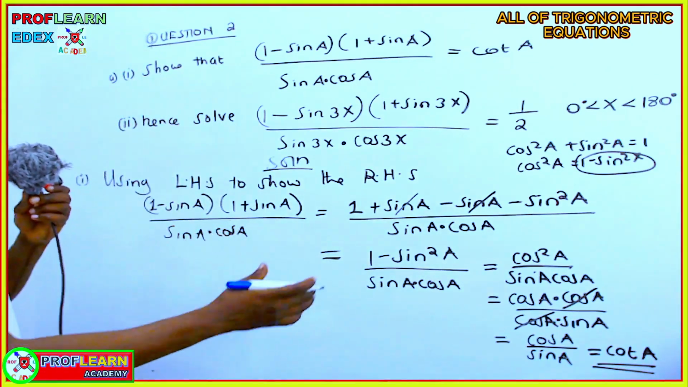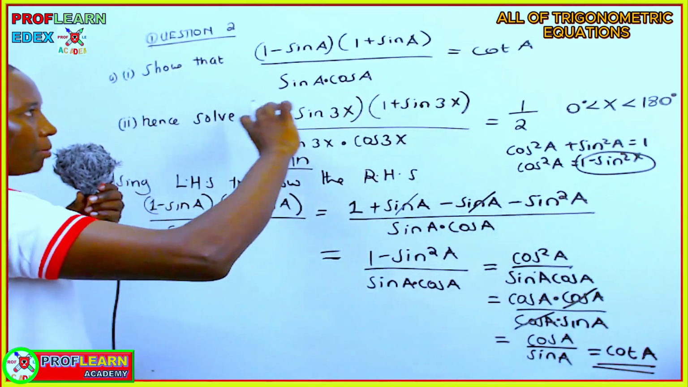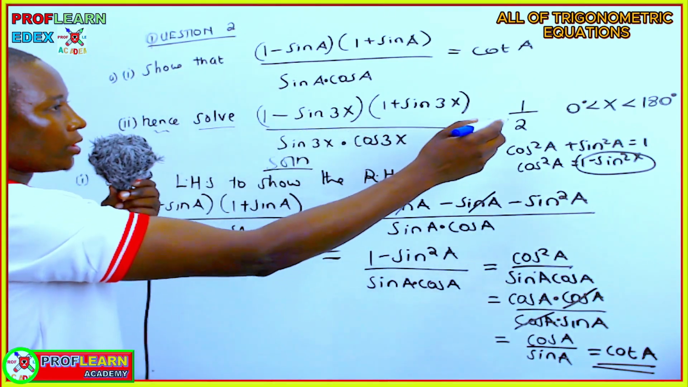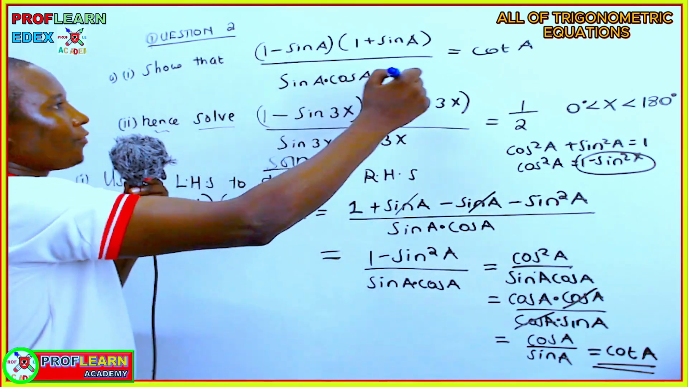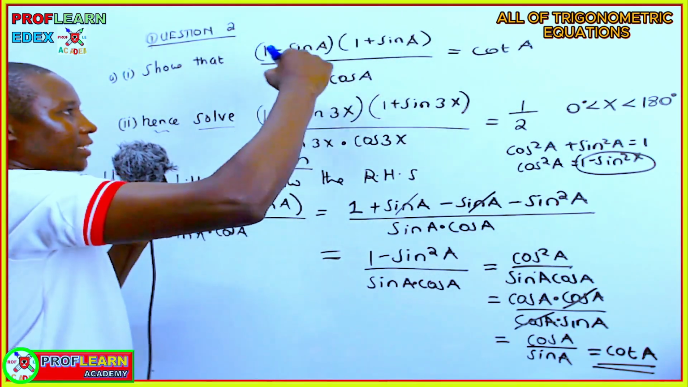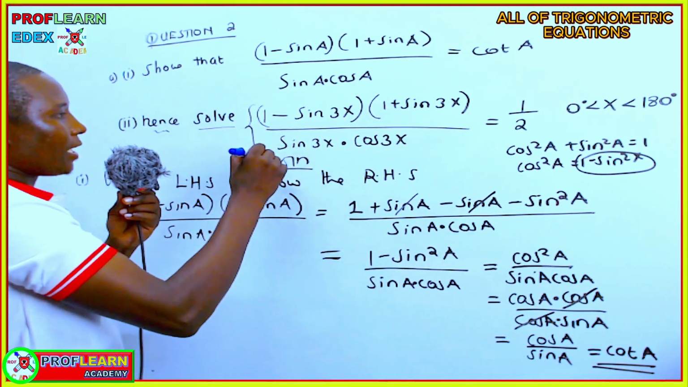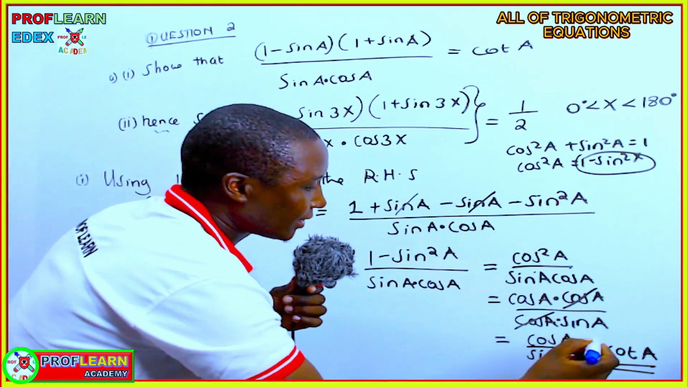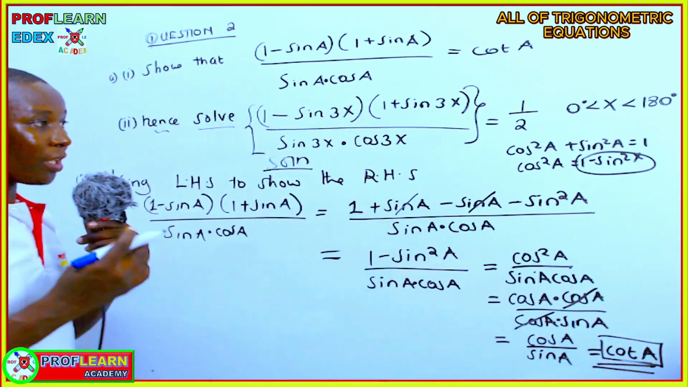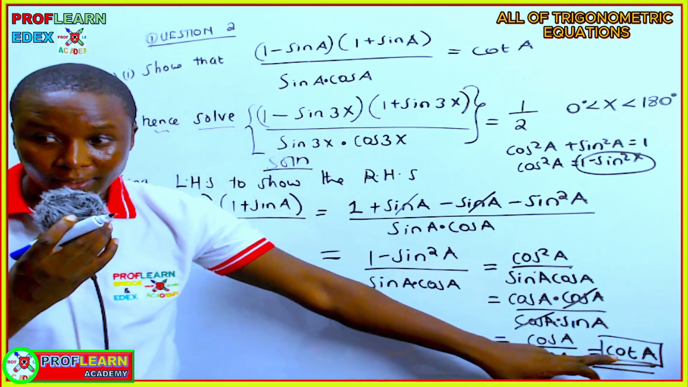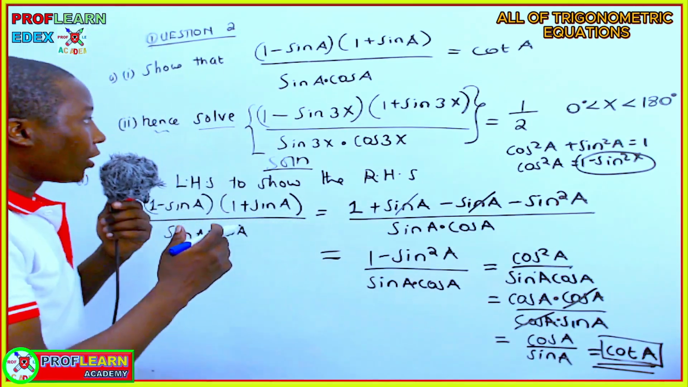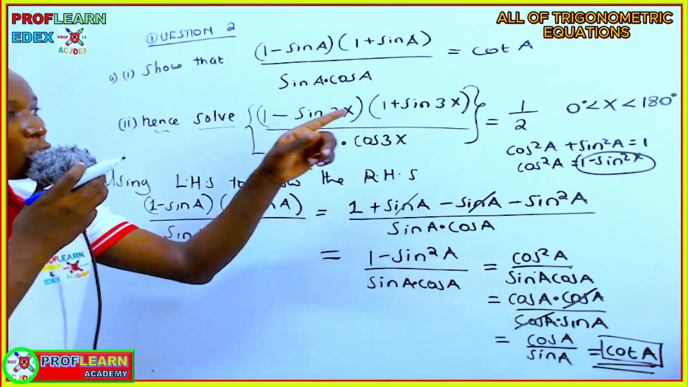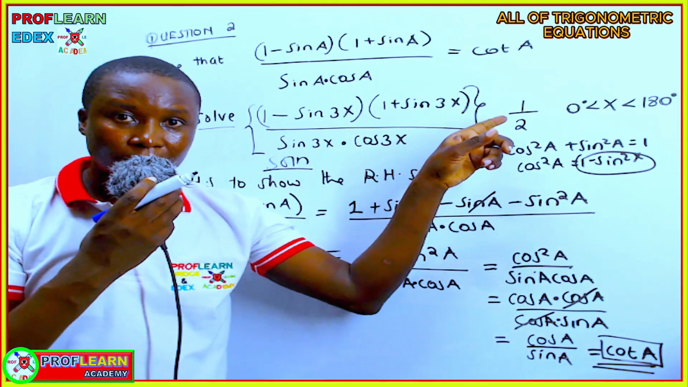Now, because you are told hence solve, whatever you are solving, which equals a half, is what you have had in the left hand side here. So in the process of solving it, we can replace this part with cot A, because we have proven that this is equal to cot A. So you take all of this part, equate it to cot A, and say cot A is equal to a half.